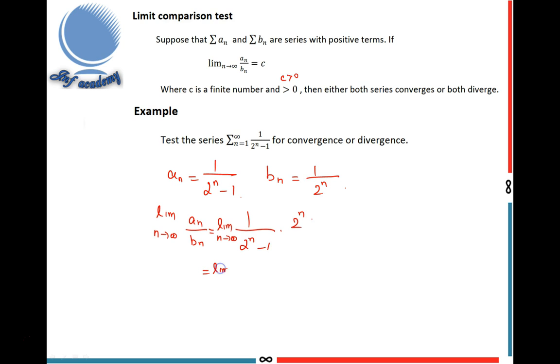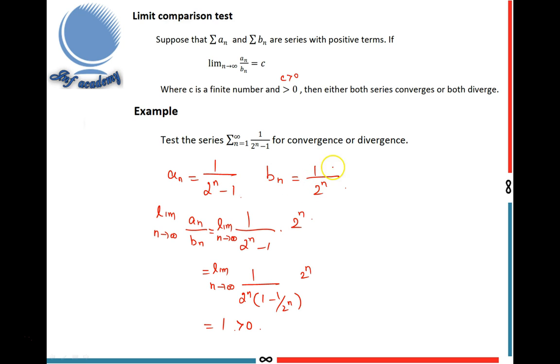The next step is the limit as n tends to infinity of 1 by 2 power n. Take 2 power n outside; I get 1 minus 1 by 2 power n, and here the 2 power n cancel. Finally, the limit as n tends to infinity of 1 by 2 power n is 0, so I get 1 by 1, which is 1. This limit exists and this value is greater than 0, so these two series either both converge or both diverge.